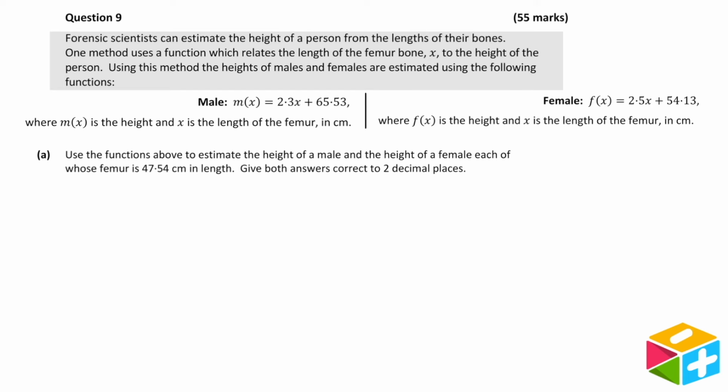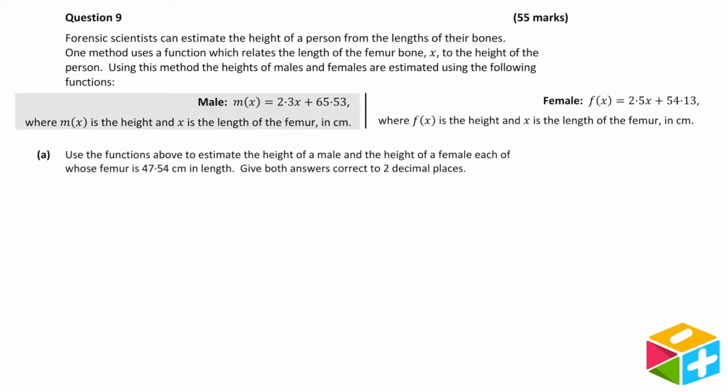Forensic scientists can estimate the height of a person from the lengths of their bones. One method uses a function which relates the length of the femur bone, x, to the height of the person. Using this method, the heights of males and females are estimated using the following functions.